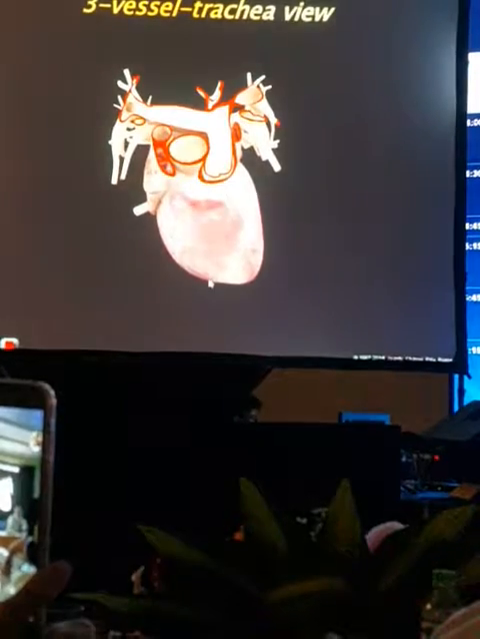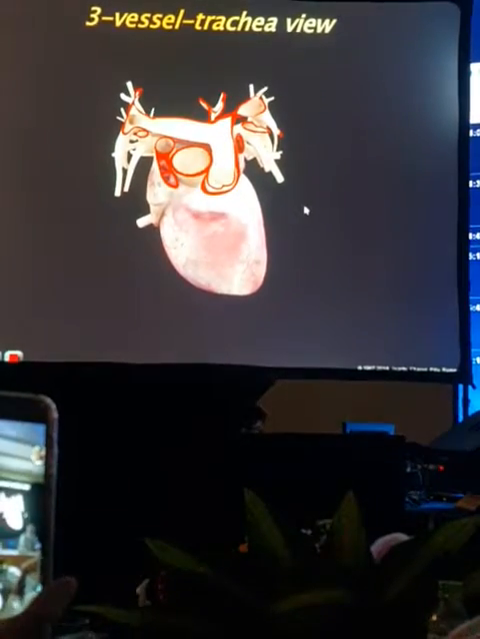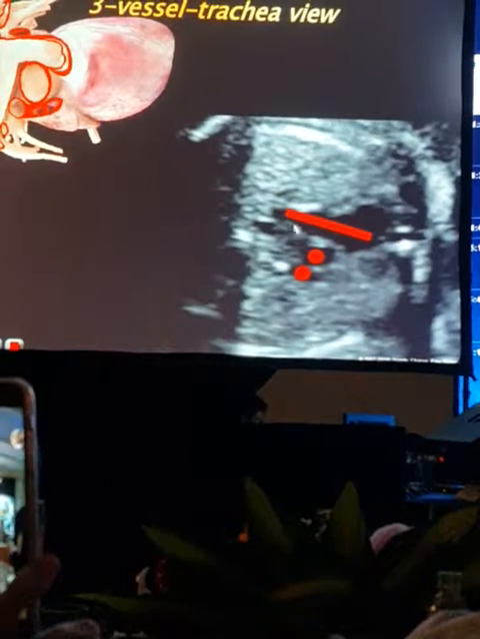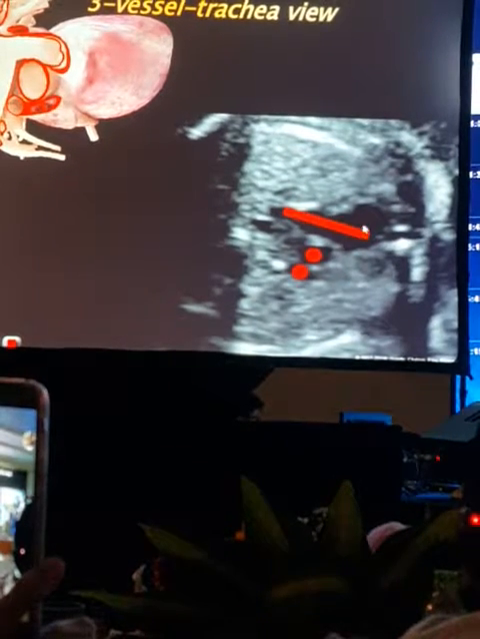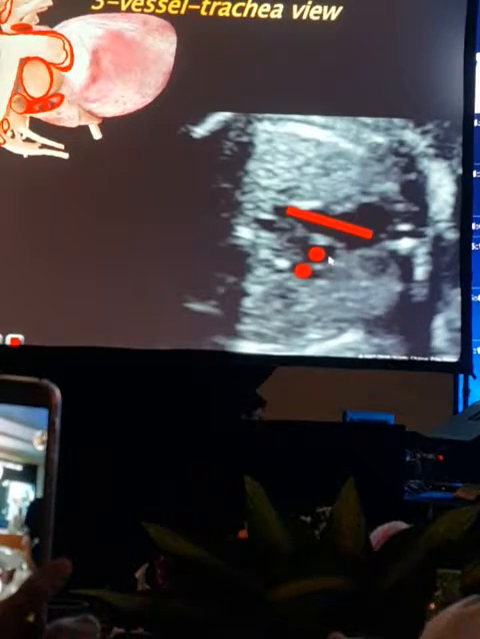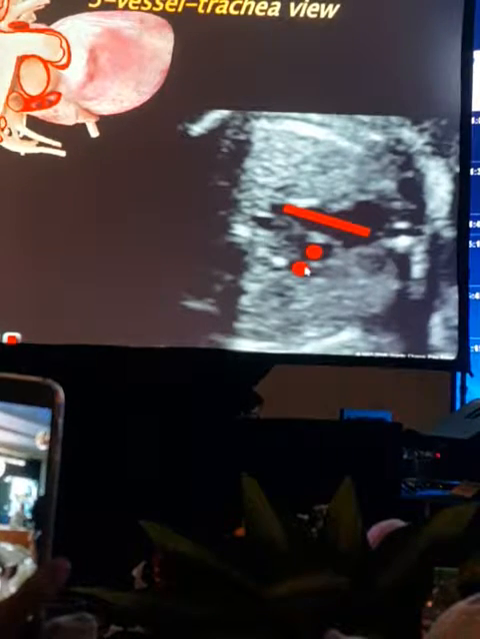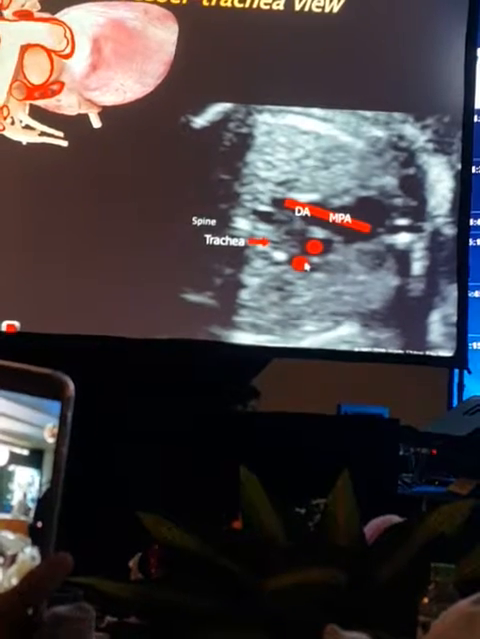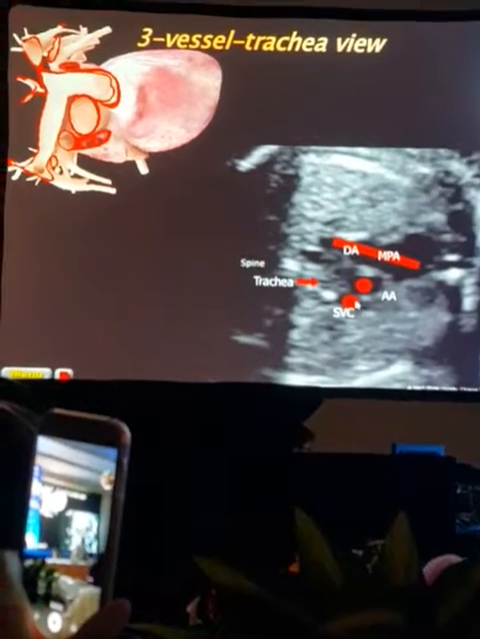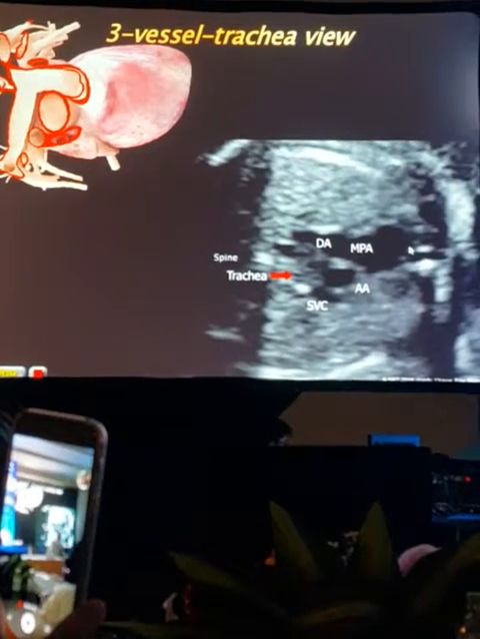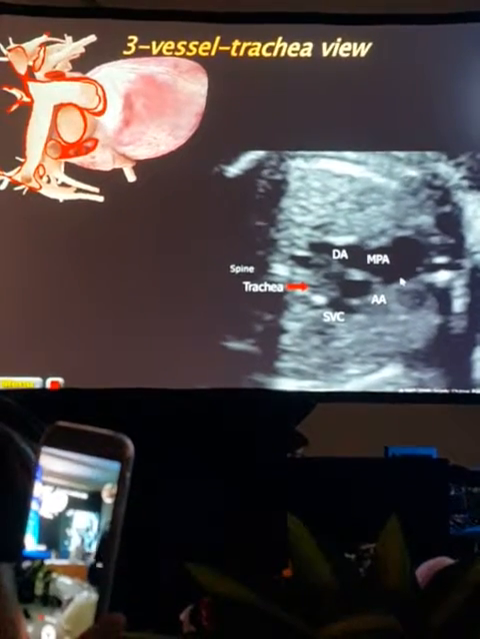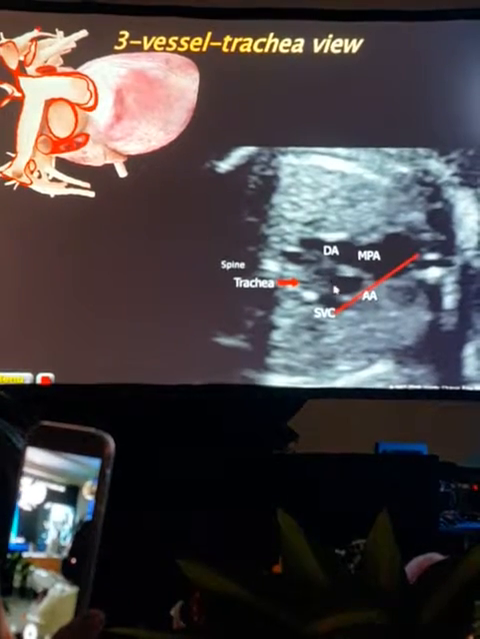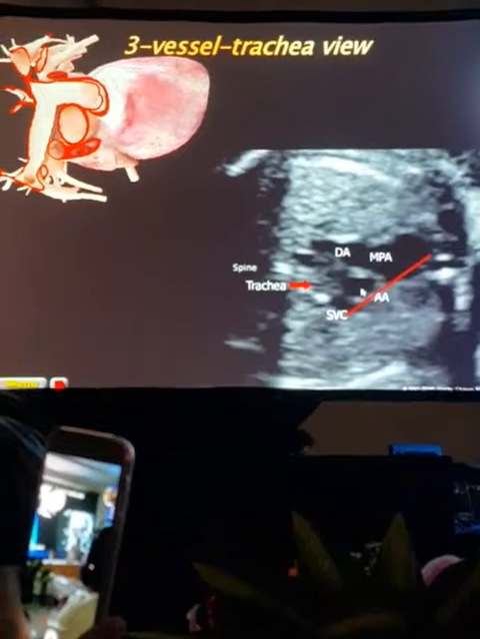And then ultimately, you end up at the three vessel trachea. And that is a very useful picture. You have a line and then two dots. The line represents the main pulmonary. The first dot is the ascending aorta. The second dot is the superior cava. Now, notice that all these three vessels are not exactly aligned, but they're almost aligned at the front. So if you trace a line that goes from the main pulmonary to the superior cava, the aorta is almost touching. Not exactly touching, but almost touching.